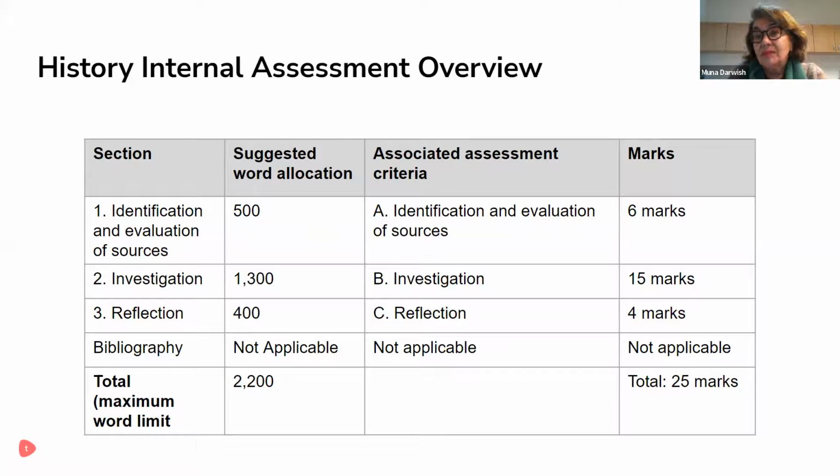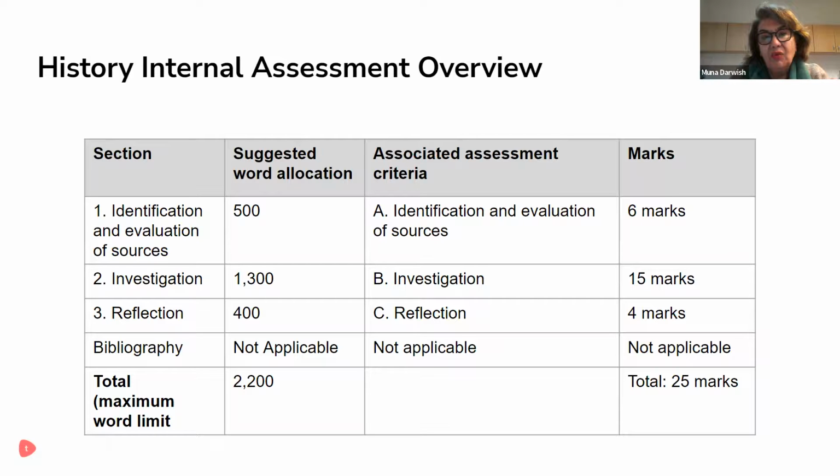500. Sometimes we write 600, which is okay, but don't make it a 1000, because this will put the investigation, which is a very important component of the internal, at a disadvantage. If you look here at the marks allocation, the investigation is allocated 15 marks, which means it is the most important part. So here reserve the biggest number of words to this section. The students would be at an advantage.